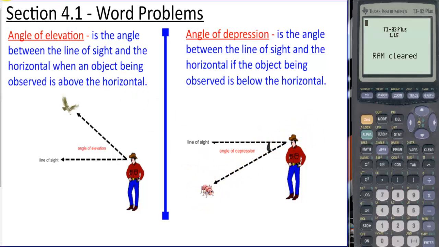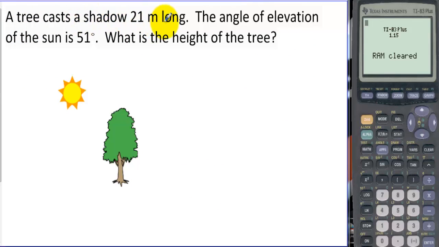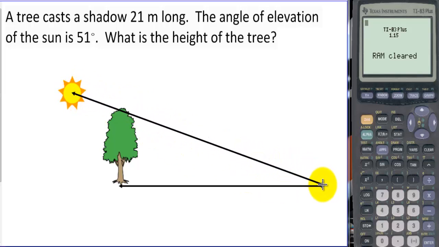at an object. A tree casts a shadow 21 meters long. The angle of elevation of the sun is 51 degrees. What is the height of the tree? So there's the ground, and then we have this angle of elevation from the ground to the sun, and we're looking to see how tall the tree is. So this angle right here is the angle of elevation, and this one is 51 degrees. What is the height of the tree? In other words, how tall is the tree right here?